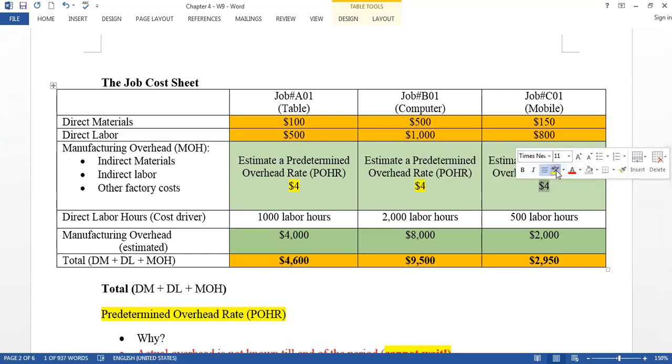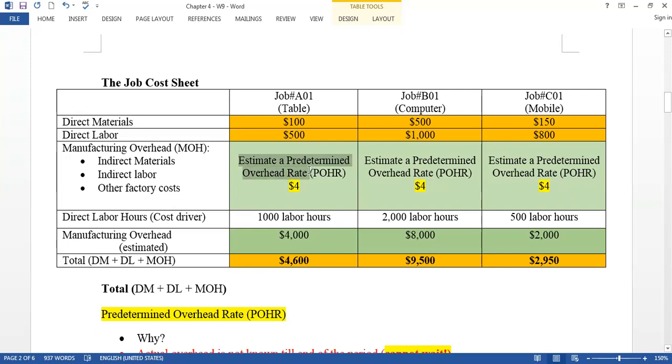Here we calculate a rate and it is $4. This rate has a name. The rate is called the estimated predetermined overhead rate. What is the meaning of estimate? It means that you don't know the actual number. You estimate a number, you calculate a number. So why do we calculate an estimated rate for the manufacturing overhead? What is the main reason that we calculate a rate that is not the actual one?